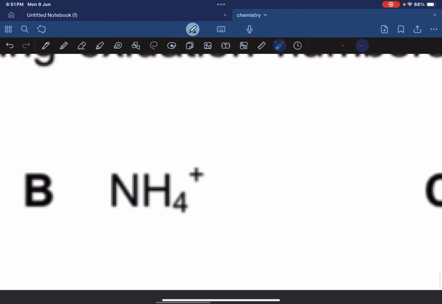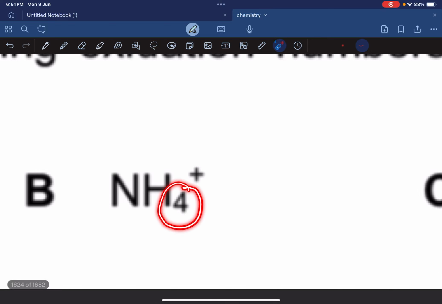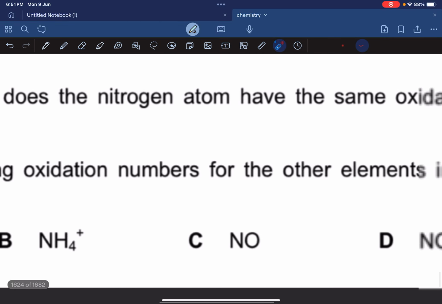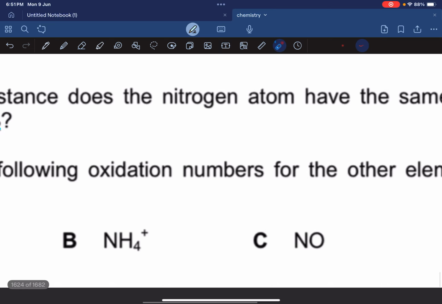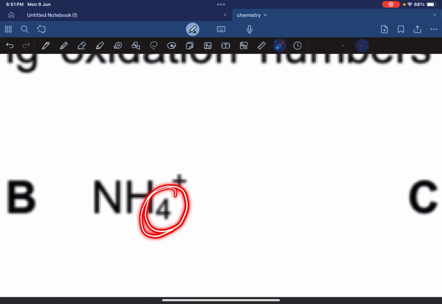Let's figure it out over here. Hydrogen, they told us that we have to take hydrogen as plus 1. We have 4 hydrogens, so we have to take it as 4 plus. Because there's a plus 1 charge overall, we have to take 3 plus. And to balance out 3 plus, we need a 3 negative. So that's incorrect. We need a 3 plus on nitrogen.